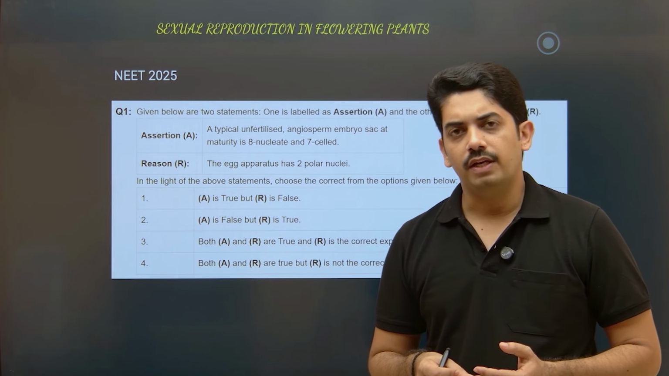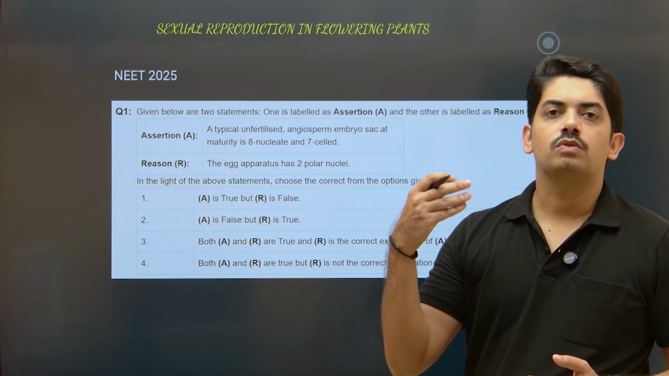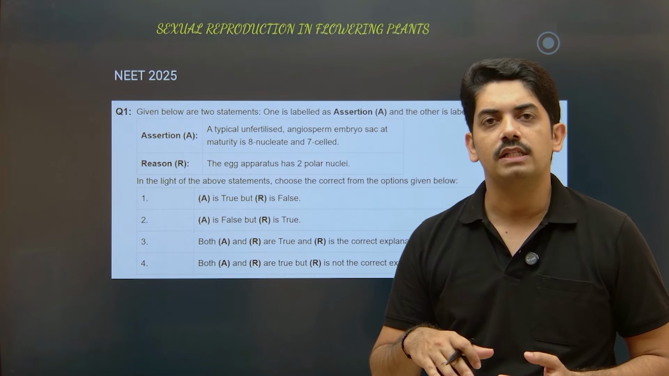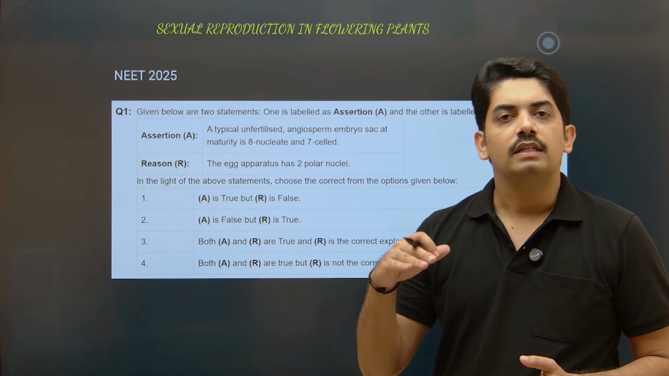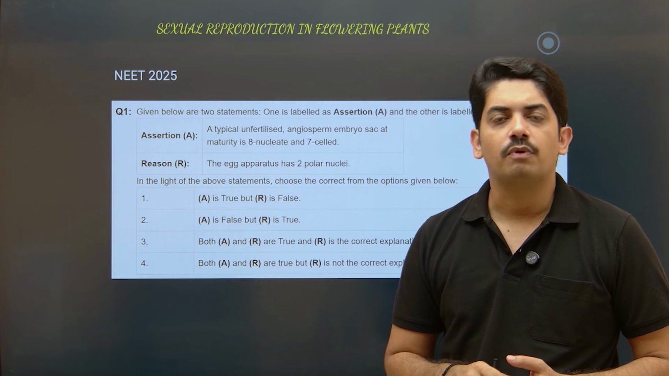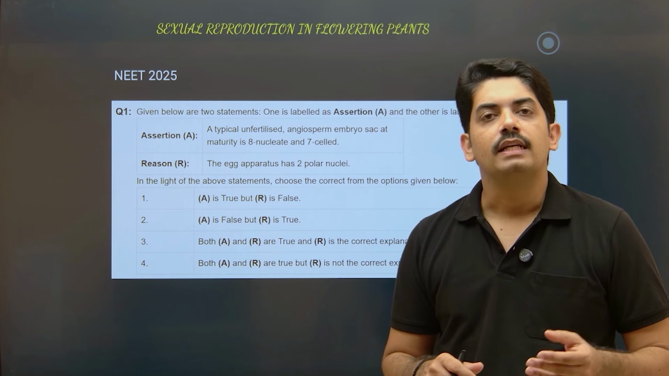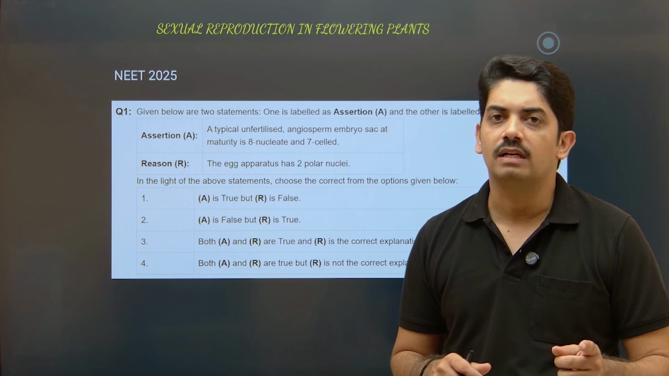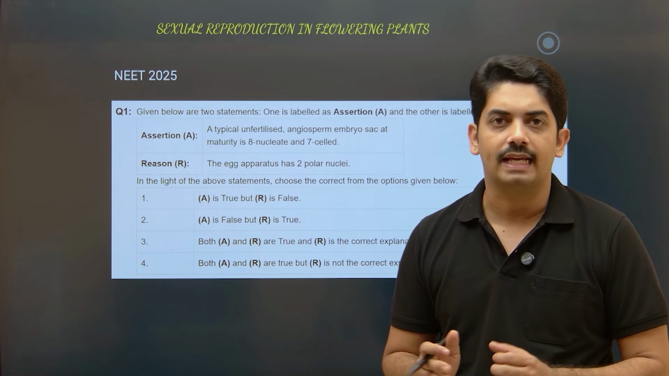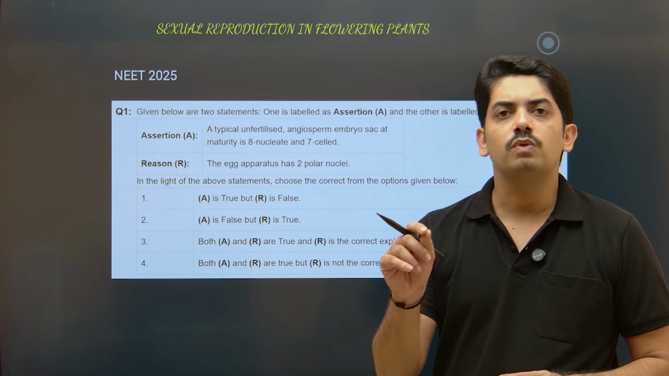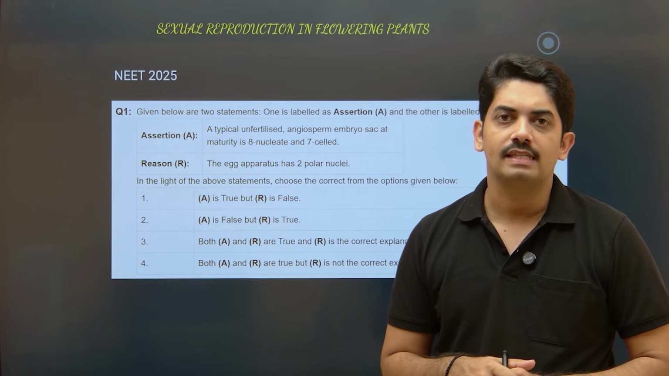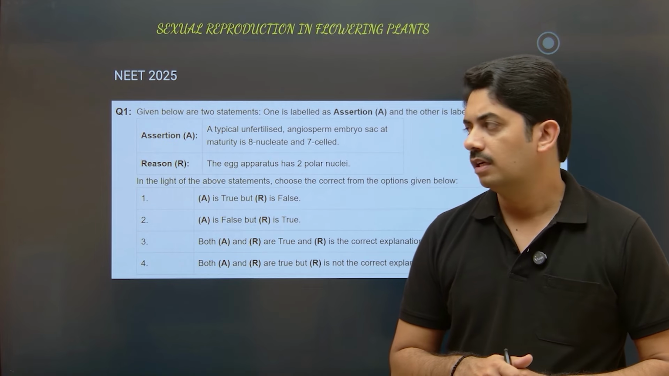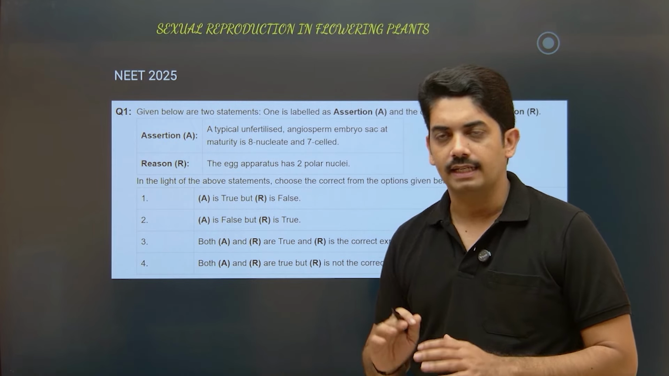Out of those 8 nuclei, 3 will move towards one polar region, another 3 will move towards the other polar region, and near the chalazal end they form antipodal cells. Near the micropylar end, 2 cells will become synergids, one will become the egg, and that we call the egg apparatus, and 2 nuclei at the center will form the central cell. That means the number of cells will be 7. So the first statement is correct.